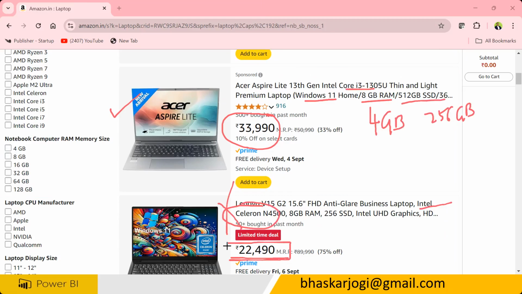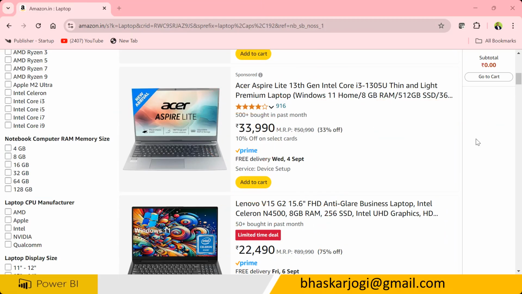Don't buy these laptops for your kids also. Never, never buy. Minimum 30 to 35,000 rupees, 4 GB of RAM, and a 256 GB hard disk. Windows 10 or 11 can work. And don't buy Celeron laptops. This is the laptop you will be able to buy. If you decided to buy this laptop, click on this.